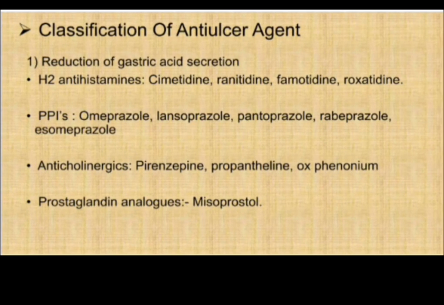Classification of anti-ulcer agents. Reduction of gastric acid secretion: H2 antihistamines, cimetidine, ranitidine, famotidine, roxatidine. The proton pump inhibitors, omeprazole, lansoprazole, pantoprazole, rabeprazole, and esomeprazole. Anticholinergics: pirenzepine, propantheline, oxyphenonium. Prostaglandin analogs: misoprostol.